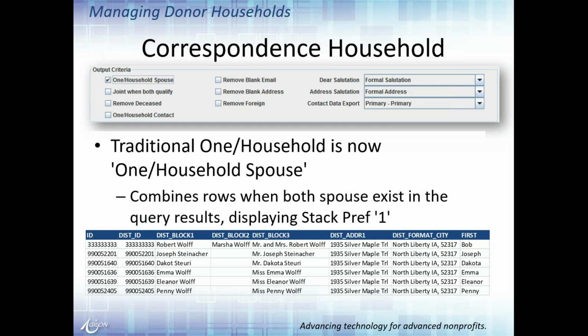What we've done with the householding is we've added this new option at the top. You see it's called one per household contact. We've also added a contact data export. So I'm going to talk about both of those pieces of this process.